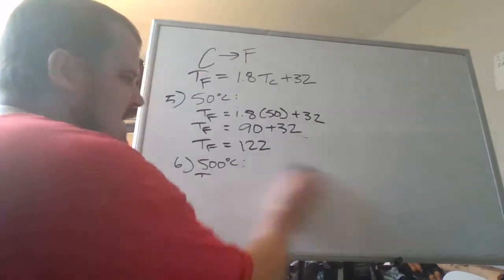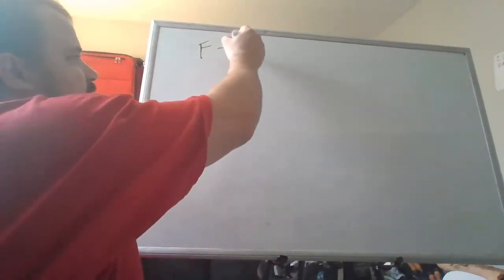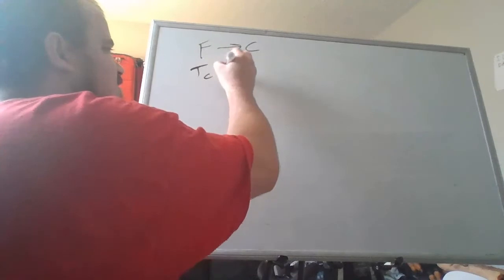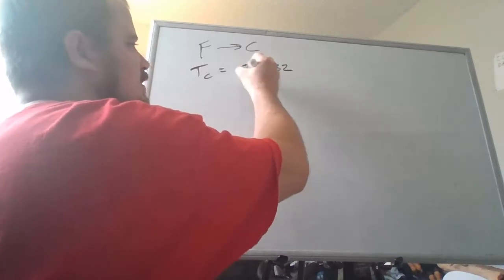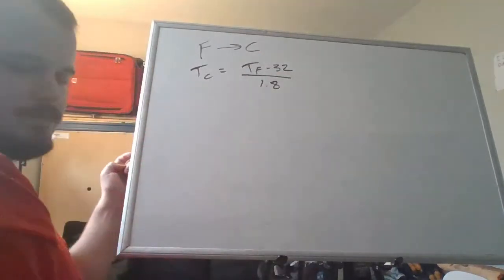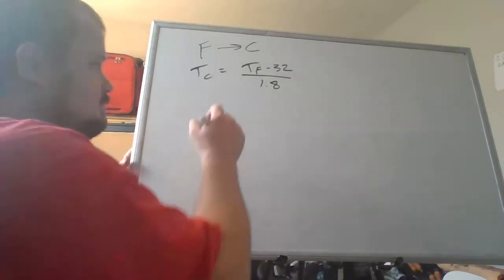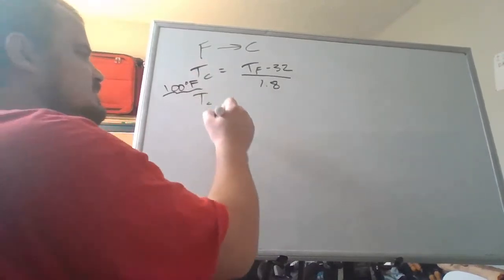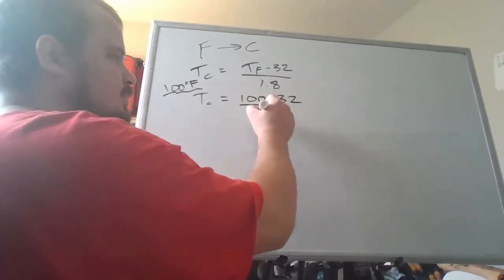And now we're going to get ready for the last 2 questions. So now we're going to go from Fahrenheit and turn Fahrenheit into Celsius. So the formula for that is going to be temperature in Celsius equals temperature in Fahrenheit minus 32 over 1.8. Okay, so let's go ahead and do an example for you. Let's say we have 100 degrees Fahrenheit, how would we do this? So temperature in Celsius would be 100 minus 32 over 1.8.